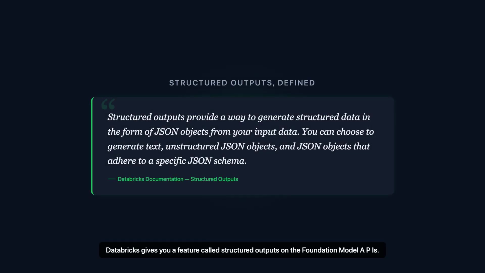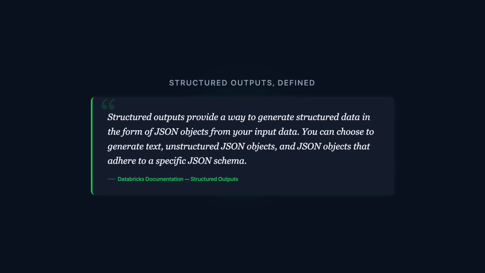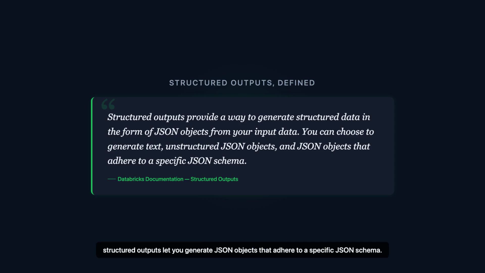Databricks gives you a feature called Structured Outputs on the foundation model APIs. The docs put it like this: structured outputs let you generate JSON objects that adhere to a specific JSON schema. The key word is adhere. This isn't a prompt trick or a hope. The API refuses to return anything that doesn't match the schema you declared. The model's output is constrained at the boundary before it ever reaches your code.